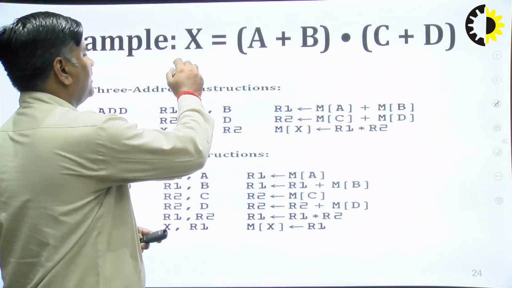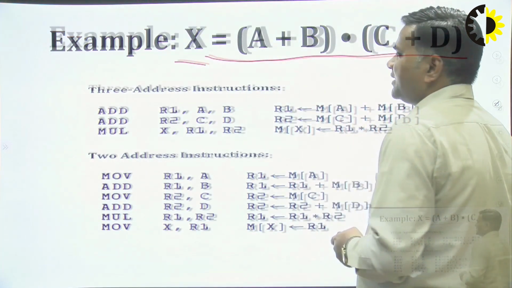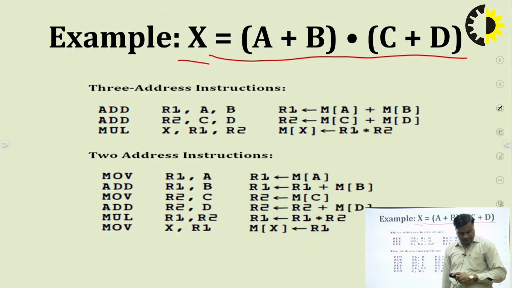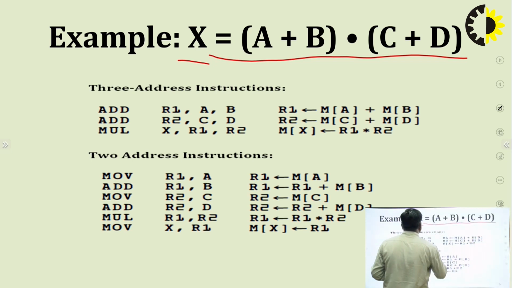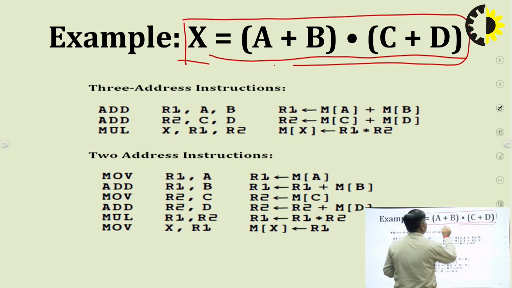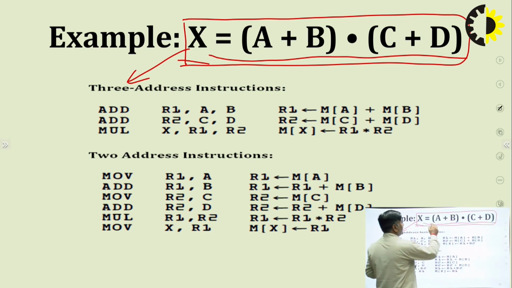This is the general example for our types of computers, that means X equal to (A plus B) into (C plus D). Then we have to write the three address instruction for this arithmetic expression, X equal to (A plus B) into (C plus D). So first we write the three address instruction for this arithmetic expression. We have to know the rule of BODMAS, and we solve this through the BODMAS rule.